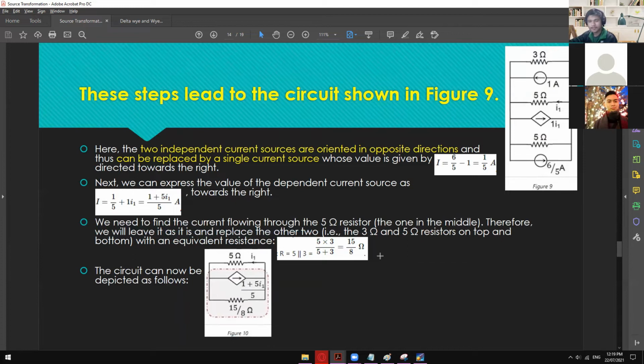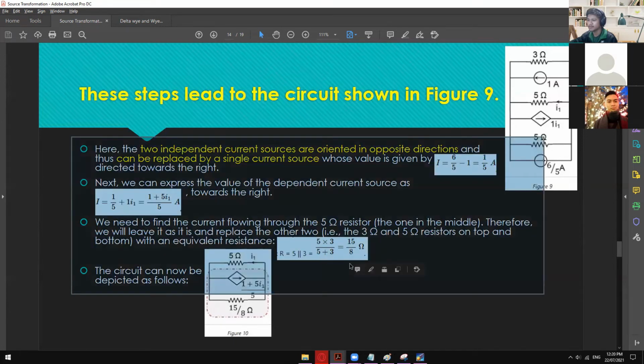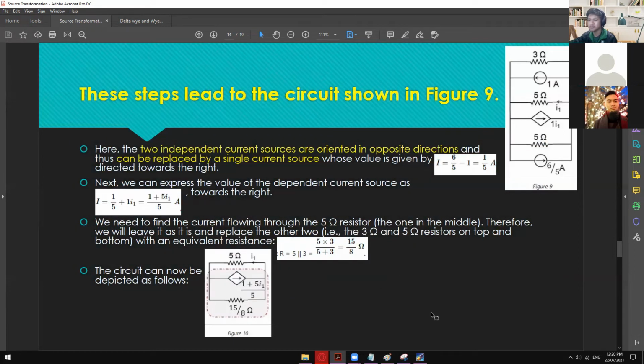Again, I'll give you guys 20 to 30 seconds to analyze this one. If you don't have your calculator with you, you can just know the concept of how we arrived at this 15 divided by 8, and then verify these values later on. Well, I think it's easy. 5 times 3 is 15, and 5 plus 3 is 8. So, there it is.